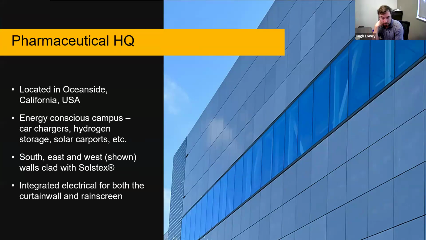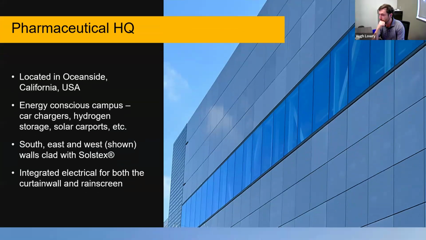Those are solar panels above and below that line of windows. And again, I mentioned previously, but we integrated both the curtain wall and the rain screen into one common connection point and one tie-in into the building.